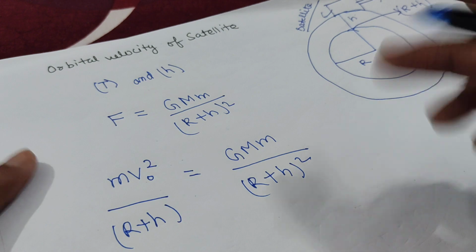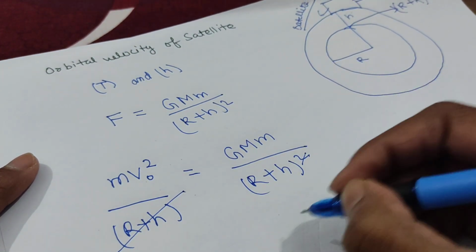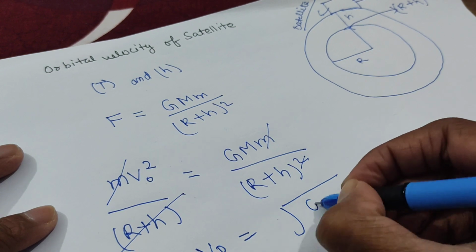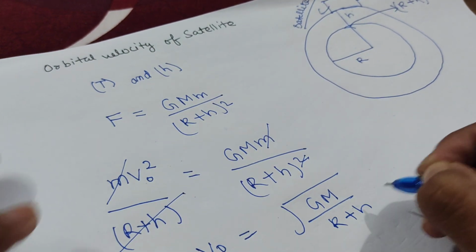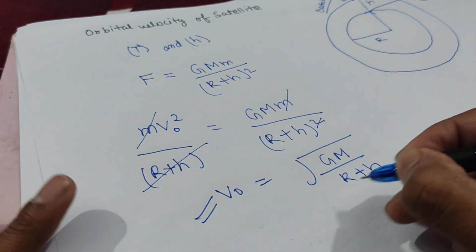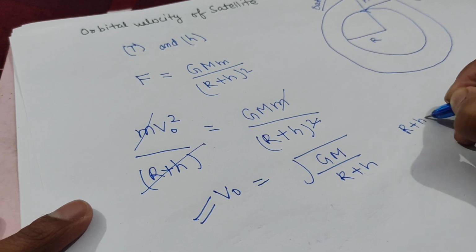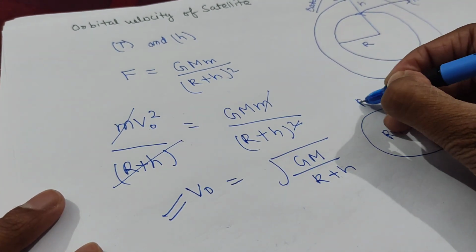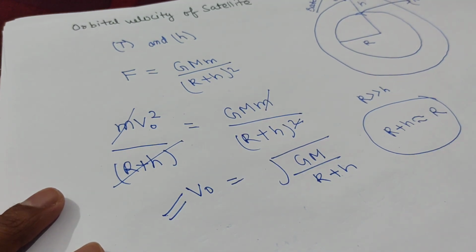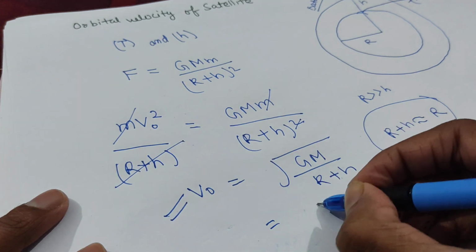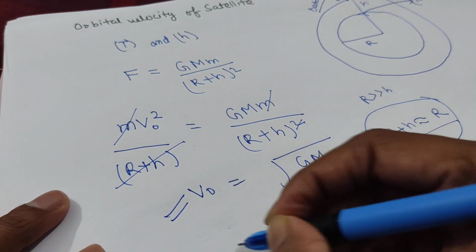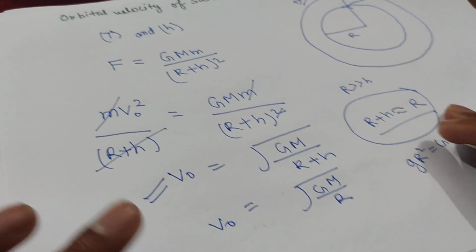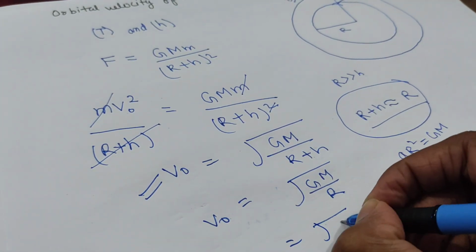Now cancel r plus h on both sides, and eliminate one m on each side. You will get v naught is equal to under root G M by r plus h. This is the first formula. But we can neglect h, so r plus h is equivalent to r, because r is greater than h. So v naught is under root G M by r, and since g r square is equal to G M, you will get under root g r.